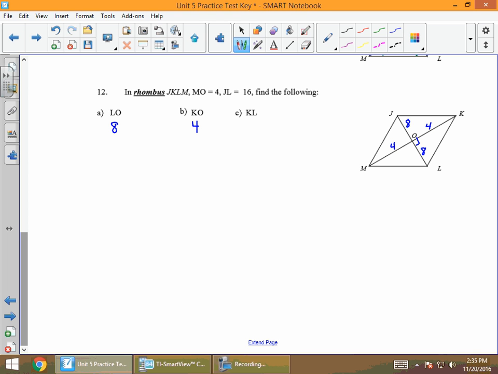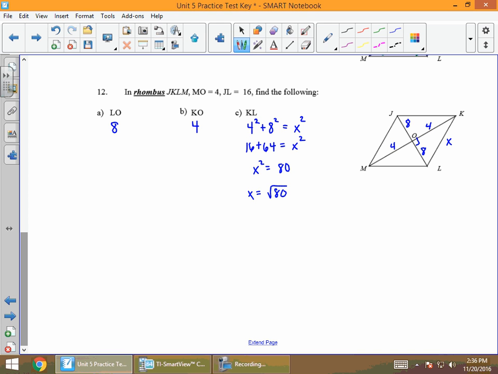And then KL is the hypotenuse of a right triangle. And I know that all right triangles, a squared plus b squared equals c squared. So I can do 4 squared plus 8 squared is equal to x squared, if KL is x. Okay, so that's 16 plus 64 is equal to x squared. So that means x squared is equal to 80. 64 plus 16 is 80. So that means x is equal to the square root of 80.